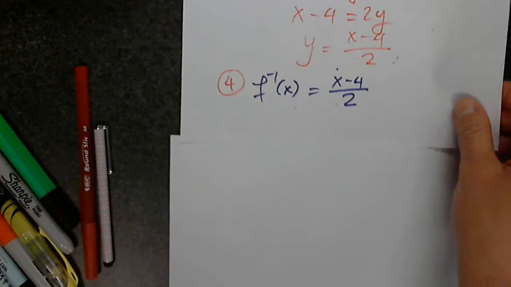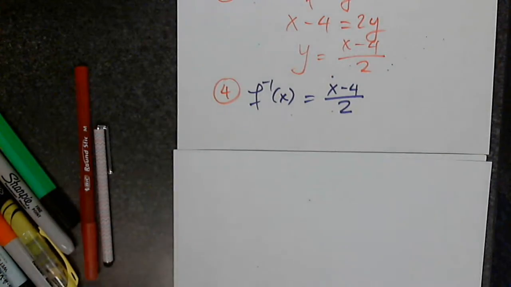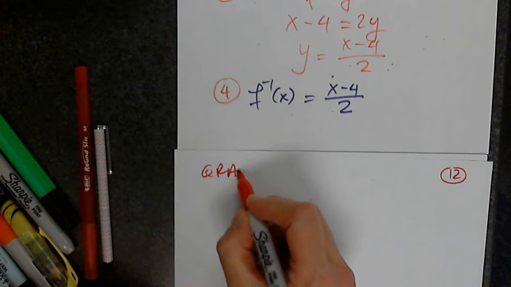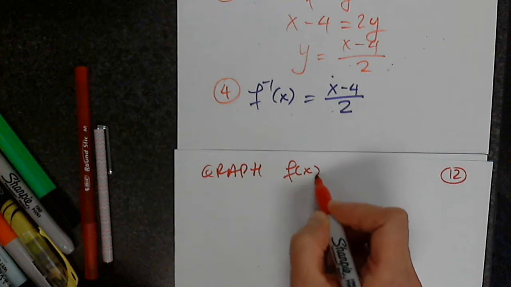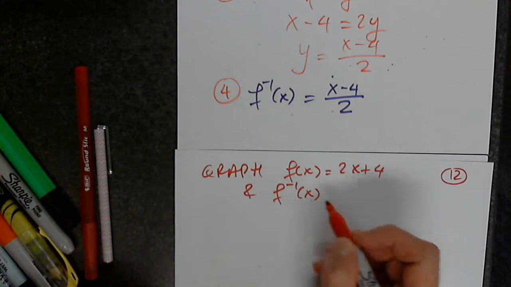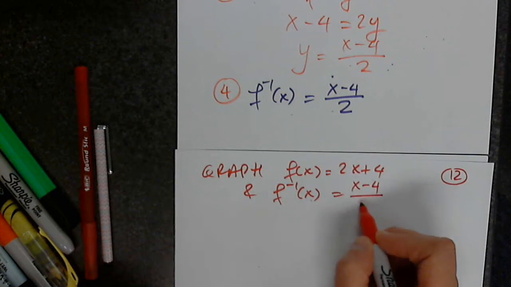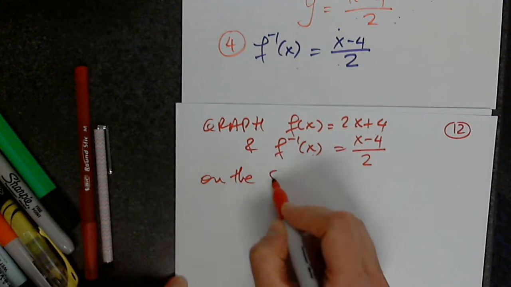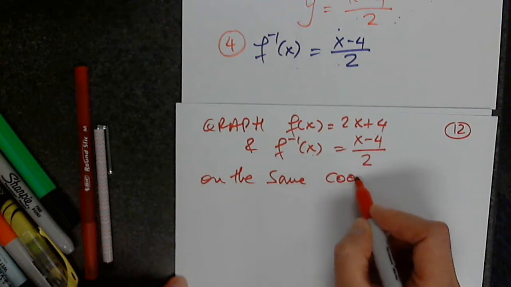Now, I'm continuing with the same problem. I found the inverse. Now, here's the next requirement. Graph f of x, which is 2x plus 4, and f inverse, which is x minus 4 over 2, on the same coordinate system.